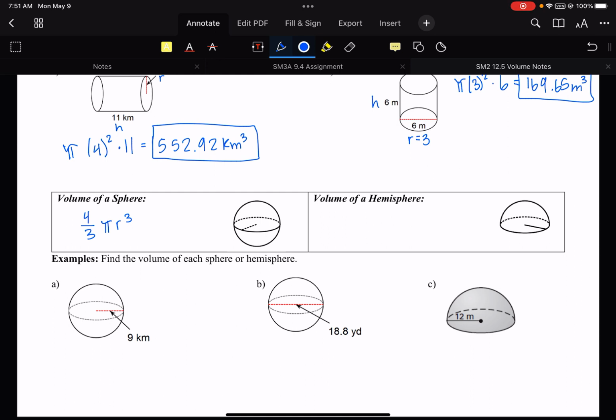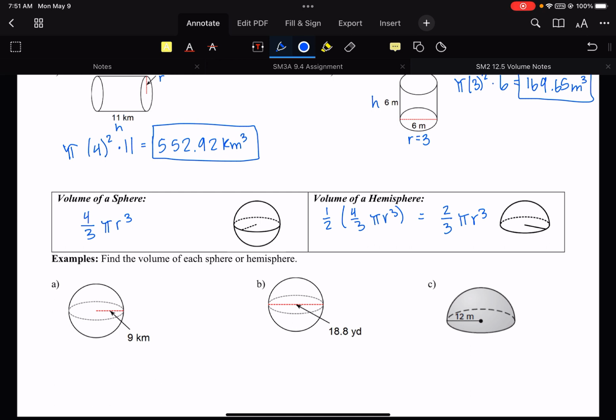Then if you want to do the volume of a hemisphere, notice that's just half a sphere. So you're just going to multiply that by 1/2. So it's going to be 1/2 times 4/3 pi r cubed. If you simplify that down, it would just be 2/3 pi r cubed. And make sure again that you're using the radius here, not the diameter.